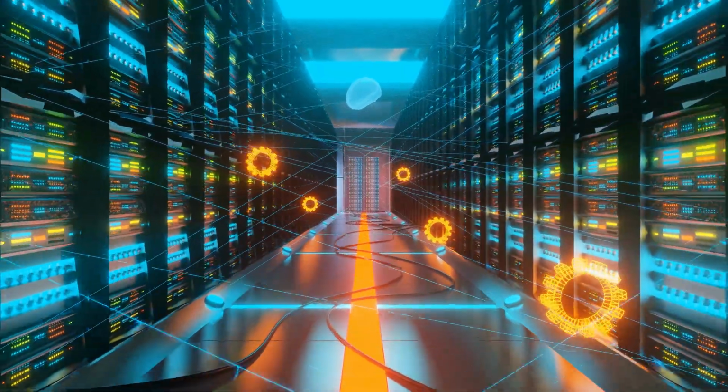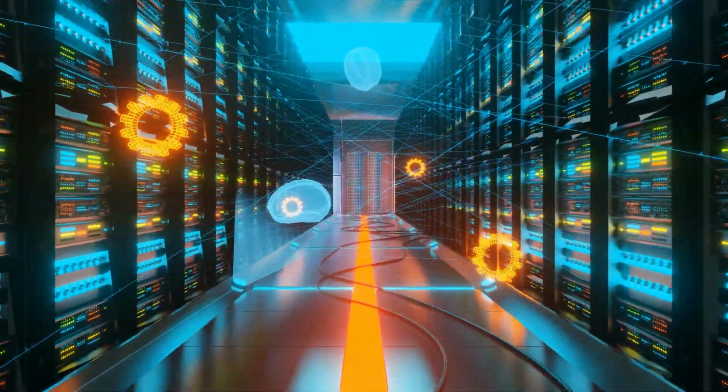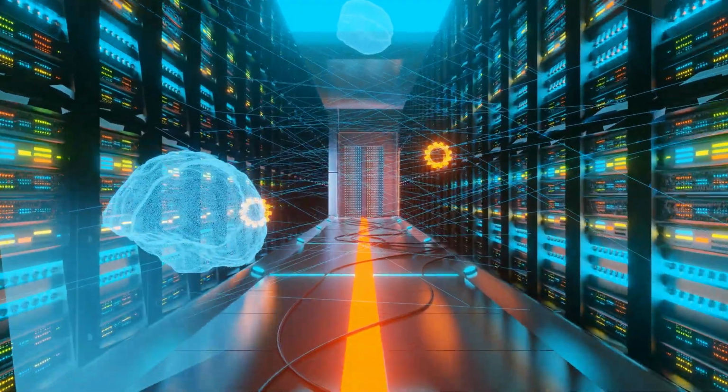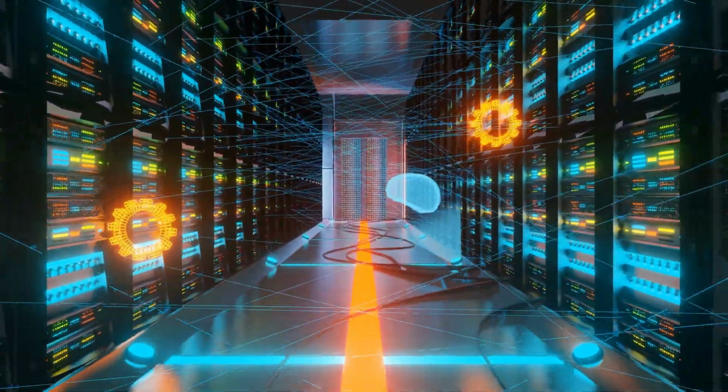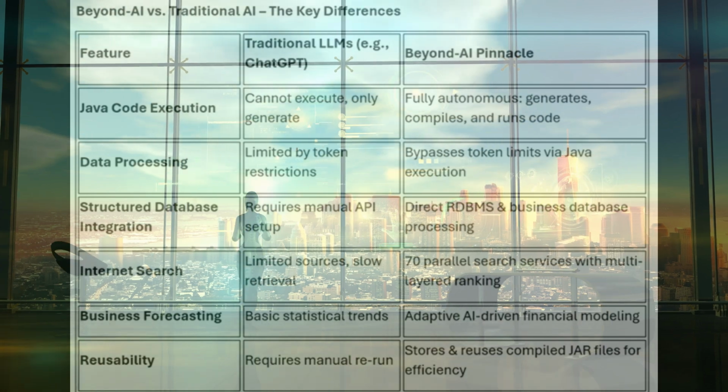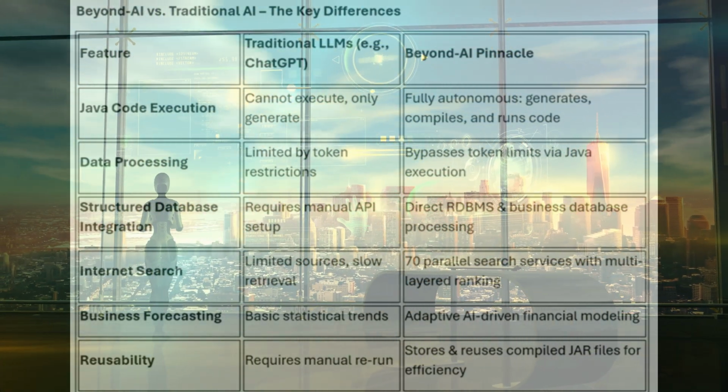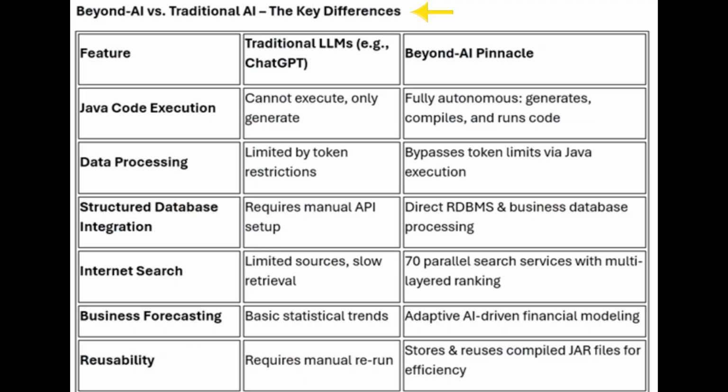Introducing Beyond AI Pinnacle, a true revolution in AI-powered automation. It writes, compiles, and executes Java code completely autonomously. No human intervention required. Beyond AI versus traditional AI, the key differences. Feature: Java code execution. Traditional LLMs, such as ChatGPT, cannot execute, only generate. Beyond AI Pinnacle, fully autonomous, generates, compiles, and runs code.